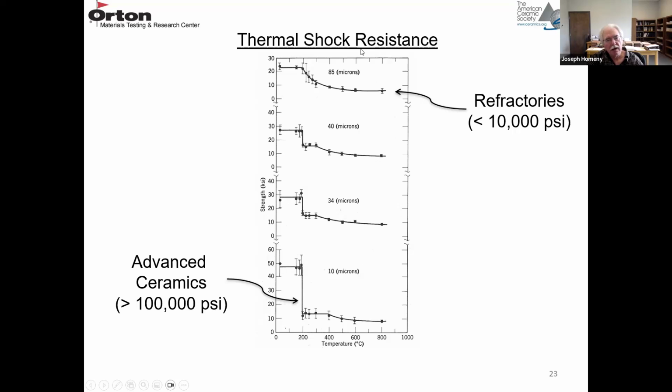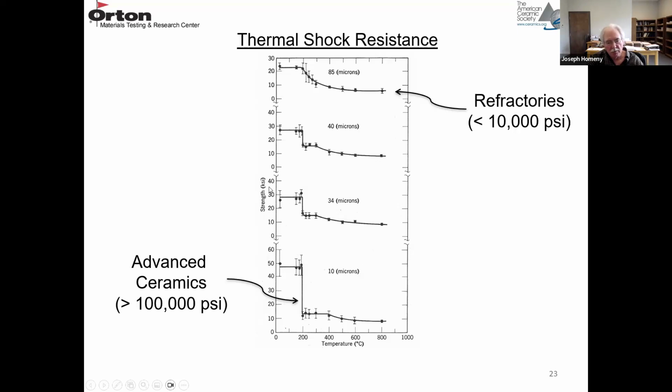The other graph on the top here is a larger grain size, 85 microns. That's more typical of a refractory, usually less than 10,000 PSI. So this one starts out at a lower strength, maybe a little more than 20 KSI. And then as soon as you reach this critical temperature difference, you have a gradual loss in strength. So this is what you want to see for a refractory material. You want to design a microstructure that allows a gradual loss in strength. You don't want to have a catastrophic failure in a refractory.